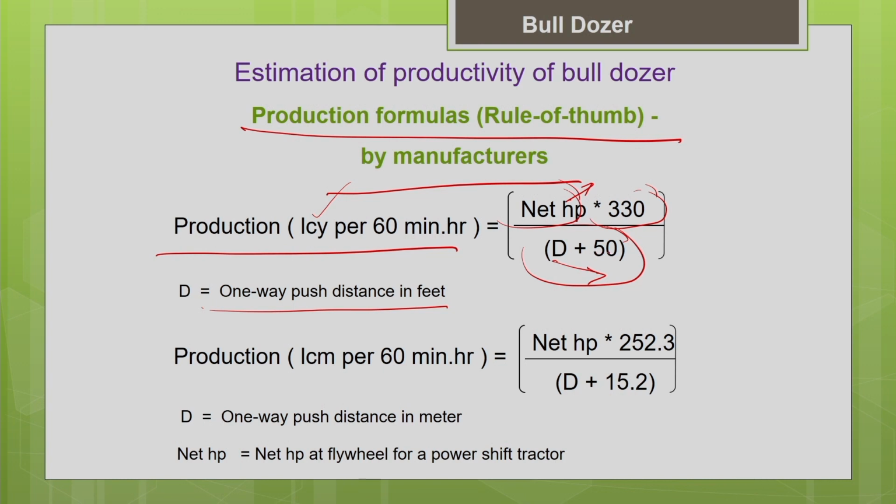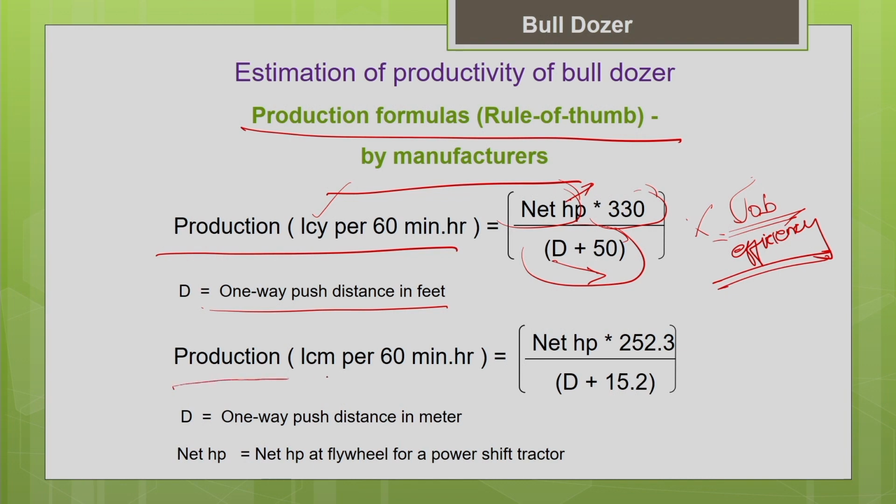So, when you use this thumb rule, according to your working efficiency or the job efficiency in your project site, you have to multiply this value with the job efficiency for your project site condition. Whether you are going to work for 45 minutes in an hour or 50 minutes in an hour, you have to apply that to this value.